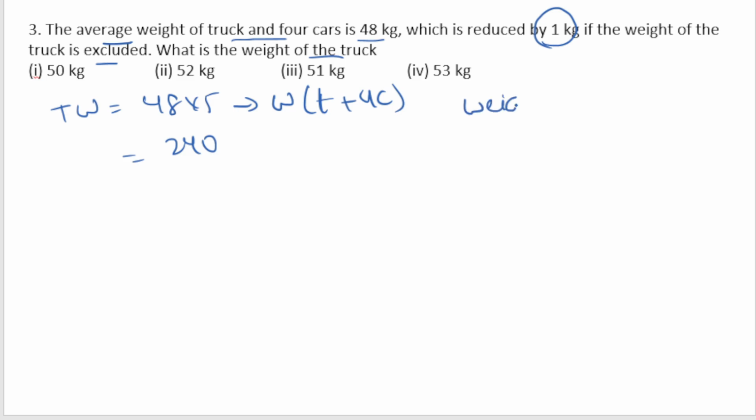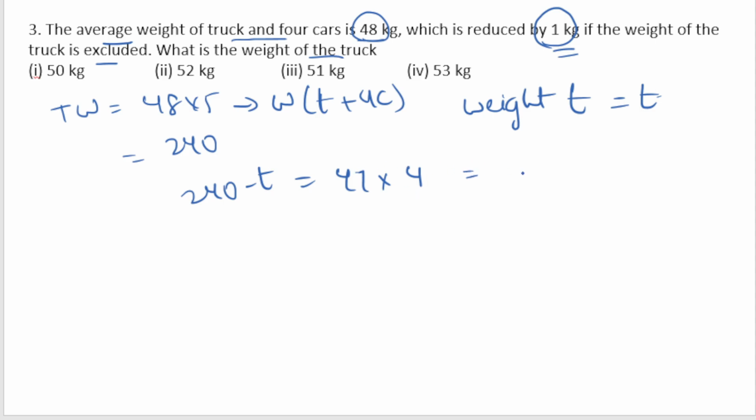We will assume the weight of truck is equal to T. So if the truck is excluded, what is the total weight here? It is 240 minus T. This is the total weight and the average is reduced by 1 kg. The average will be 47. 47 into 4, there are 4 cars remaining. 47 into 4 is what? 7 into 4, 28. It is 188. So here weight of the truck is equal to 240 minus 188. It is 52. So the weight of the truck is equal to 52 kgs.